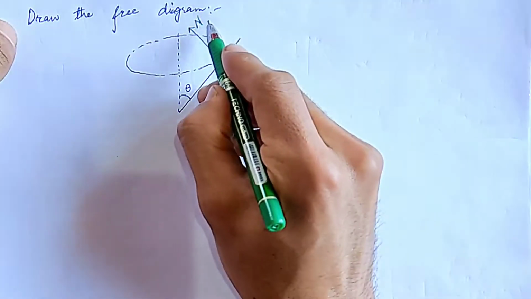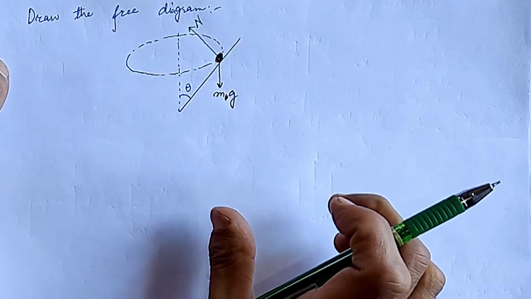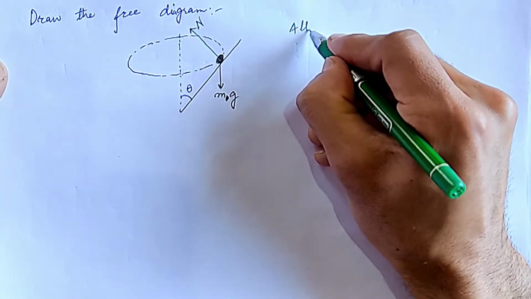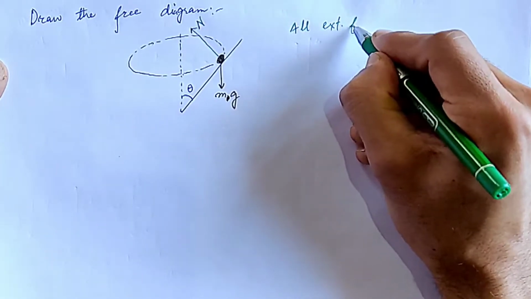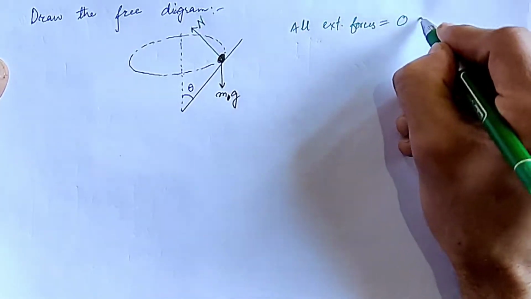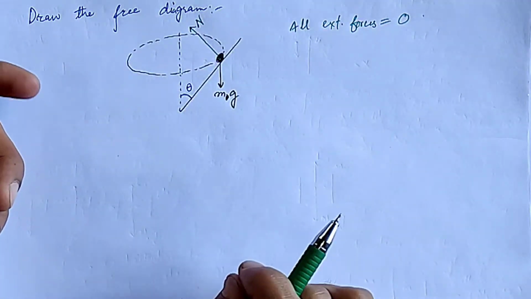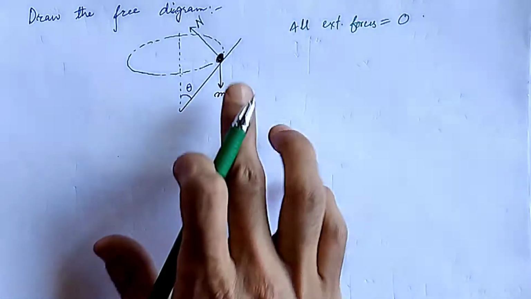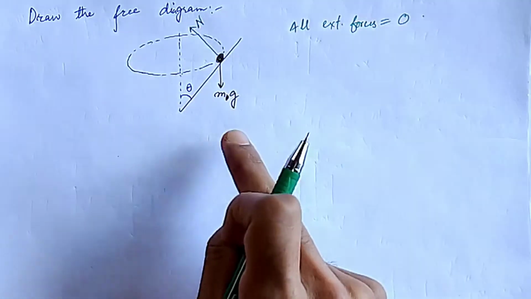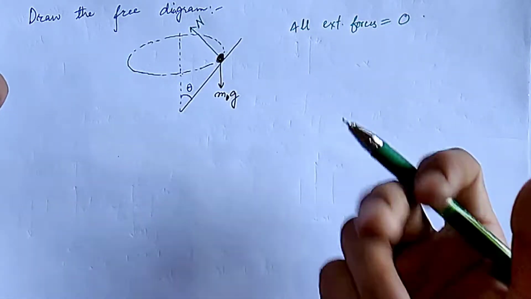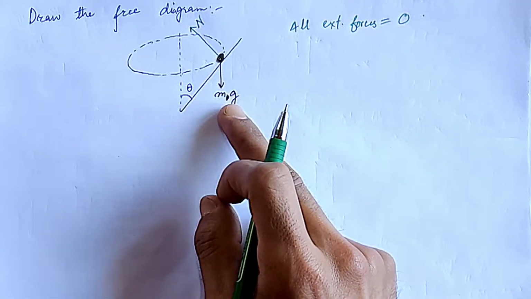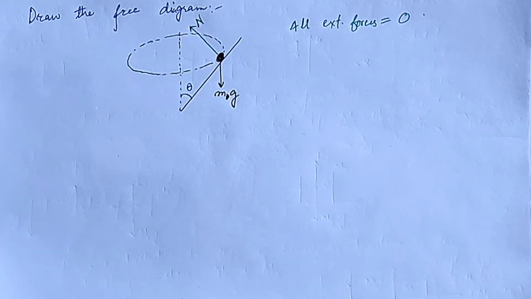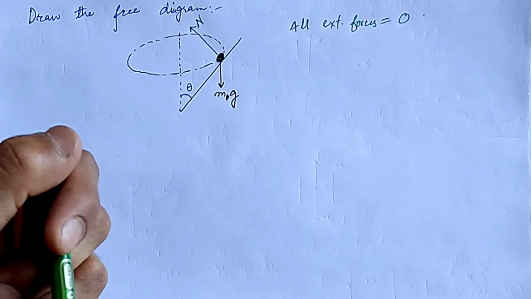Now only these two forces are acting on the body. No frictional force, no external force. All external forces are absent, that is zero. Only these two forces are acting. The body was set in motion earlier and now only the downward force, the gravitational force, which is the weight of the body, and the normal force due to the contact between the body and the surface are acting on it.